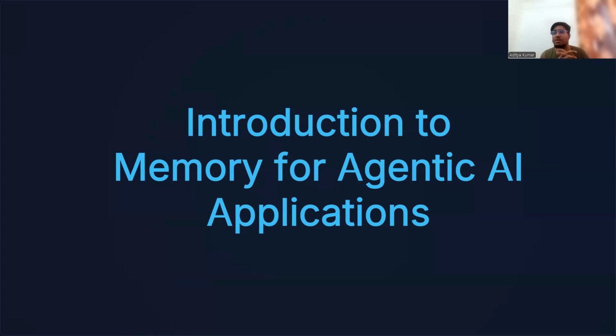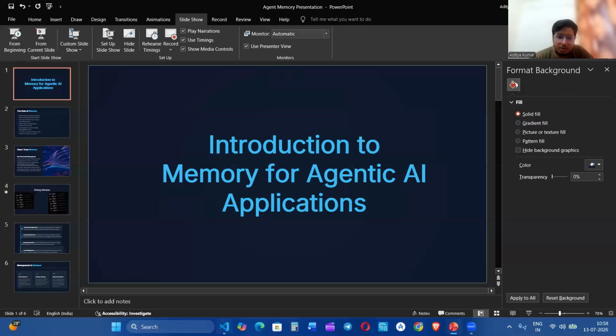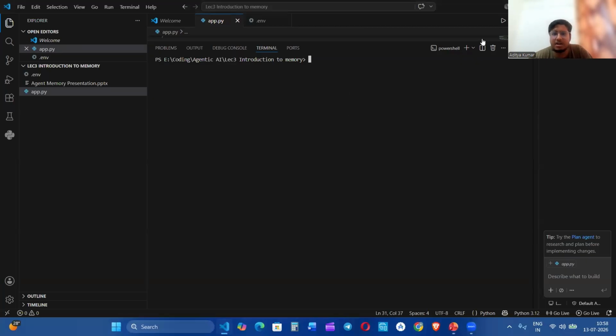Welcome to the third lecture of our Agentic AI series, in which today we are going to cover a very important topic called memory for Agentic AI applications. But before starting the lecture, let me show you a very frustrating experience, right? So let's go to our VS Code terminal and start our simple customer support agent. Python app.py.